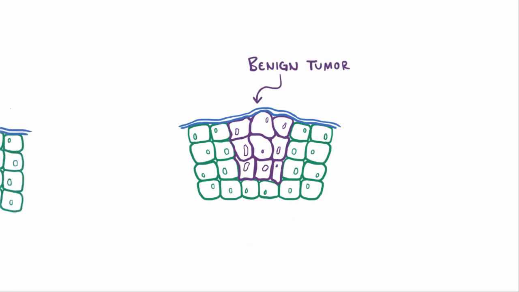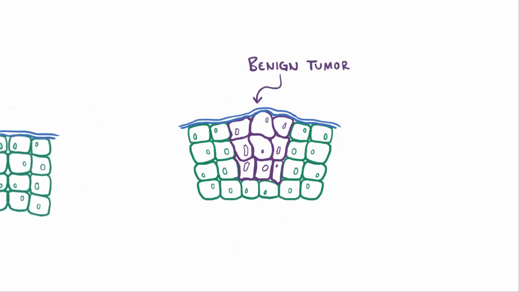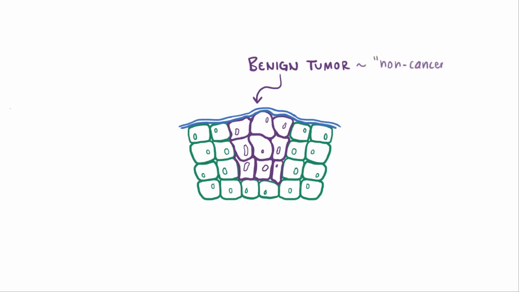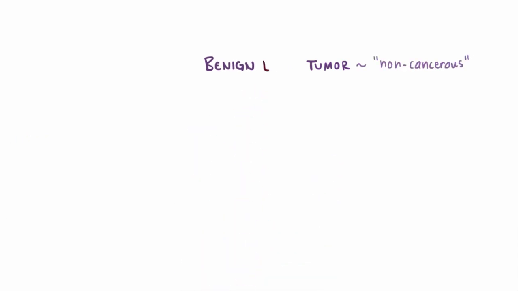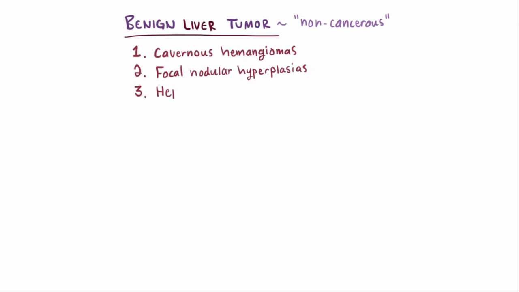Benign tumors are masses of cells that can't invade neighboring tissues or organs, and therefore are usually defined as non-cancerous. Benign liver tumors are actually pretty common, and typically don't cause any serious complications. And there are three major types: cavernous hemangiomas, focal nodular hyperplasias, and hepatocellular adenomas.